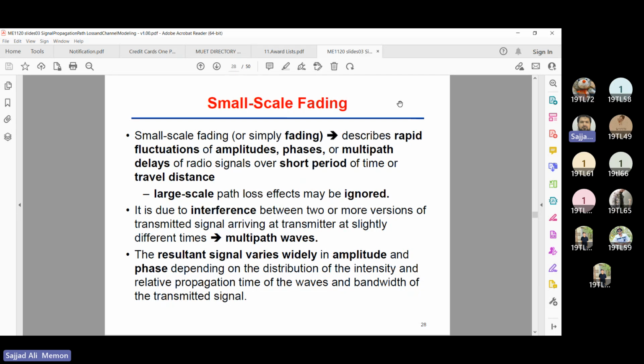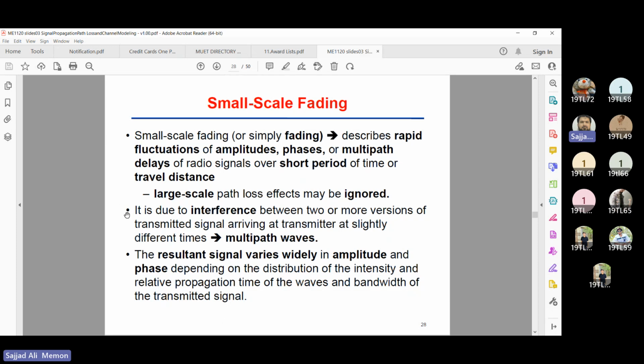So why do we say small scale? Because it is rapid fluctuation for a small time. Scale here is for the time: small scale, small time, power reduction. So if you decode small scale fading, it will be small time power reduction or power fading. These are rapid fluctuations in any of the characteristics of the signal: amplitude, phase, or multipath delays of radio signals over a short period of time or distance. Whereas the large scale path loss effects may be ignored. Large scale is from transmitter to receiver, and those effects are ignored when we consider only small scale fading.